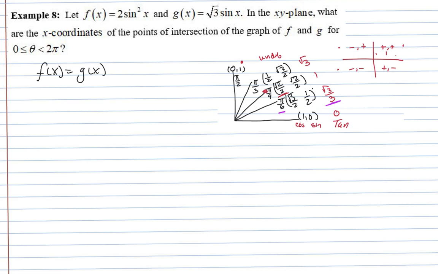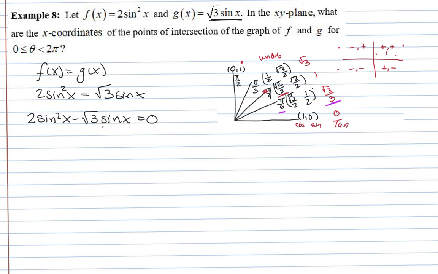So we're going to see our f of x is 2 sine squared of x, is equal to square root of 3 sine of x. We need to make it equal to 0. I almost forgot that piece. So we're going to subtract that to the other side, and we're going to get 2 sine squared of x minus the square root of 3 sine of x is equal to 0.